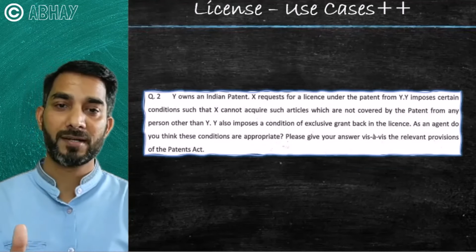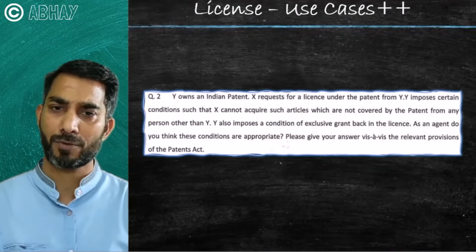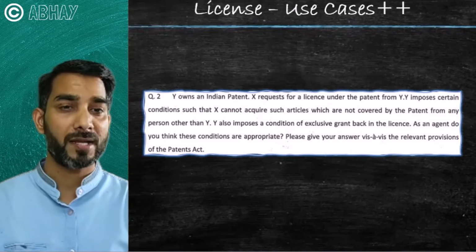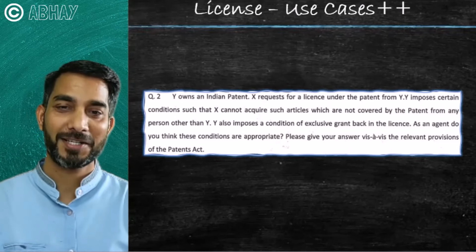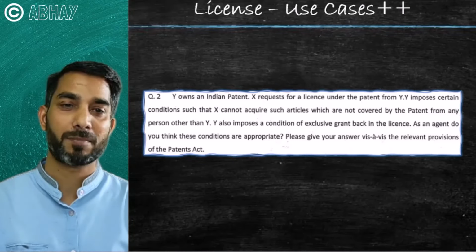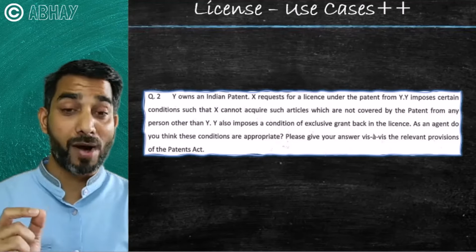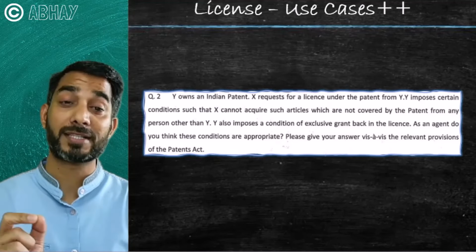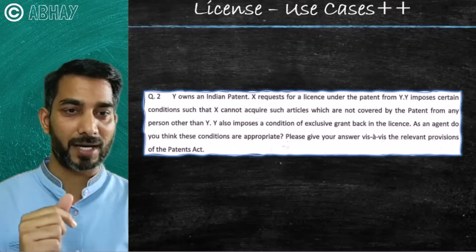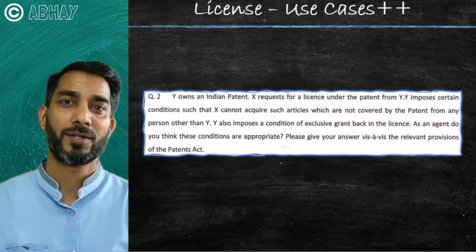Y owns an Indian patent. X requests for a license under the patent from Y. Y imposes certain conditions such that X cannot acquire such articles which are not covered by the patent from any other person. Underline this. Y also imposes a condition of exclusive grant back. Underline this. As an agent, do you think these conditions are appropriate?